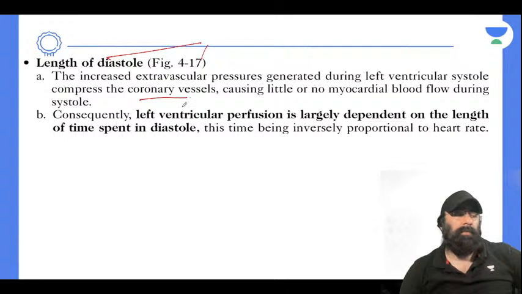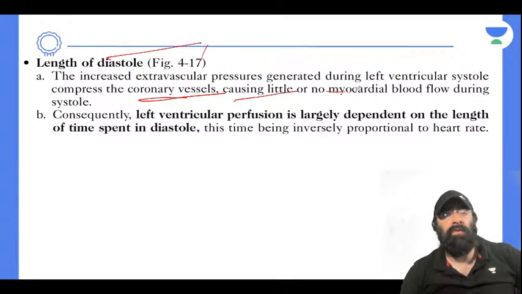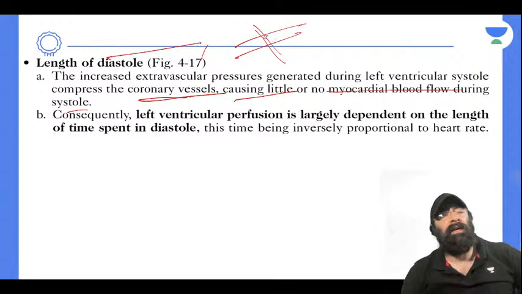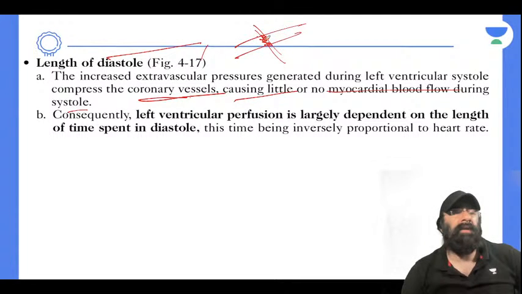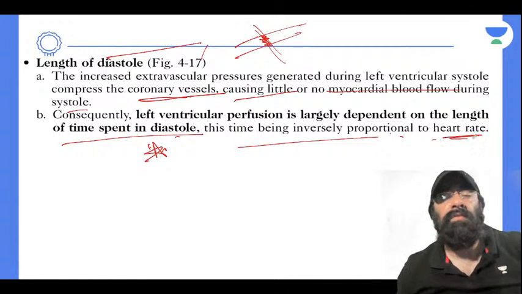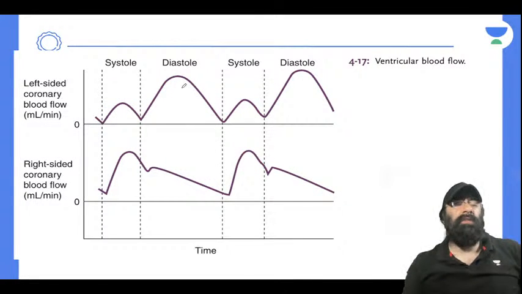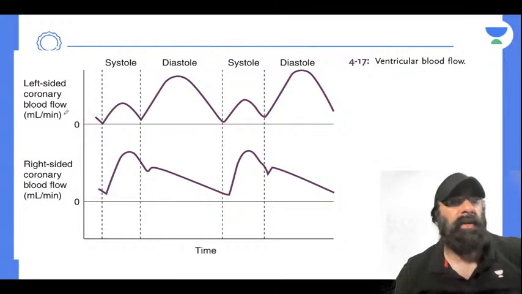So during systole, normally your coronary blood vessels are compressed. So very little or no myocardial blood flow happens during systole. That's why even if a myocardial bridge is there, it cuts off a blood vessel, it doesn't actually put a very big, significant resistance, but there is still some resistance. So because of this, left ventricular perfusion is largely dependent on the length of time spent in diastole. And this time is inversely proportional to the heart rate. Like I said, heart rate ज़्यादा होगा तो ये कम होगा. So diastole, right-sided coronary blood flow, left-sided coronary blood flow.